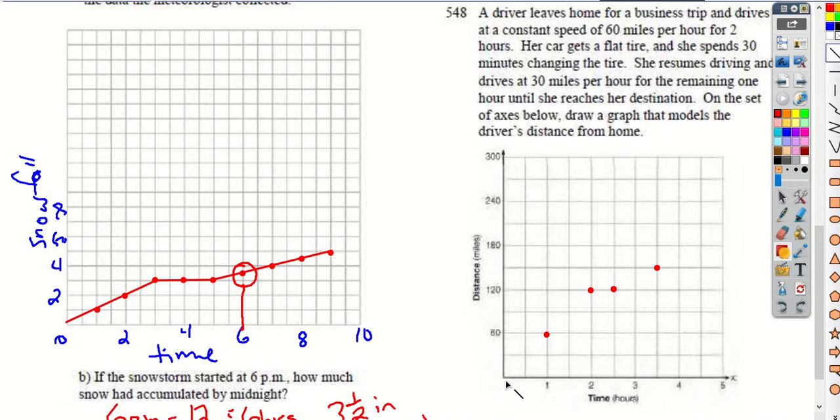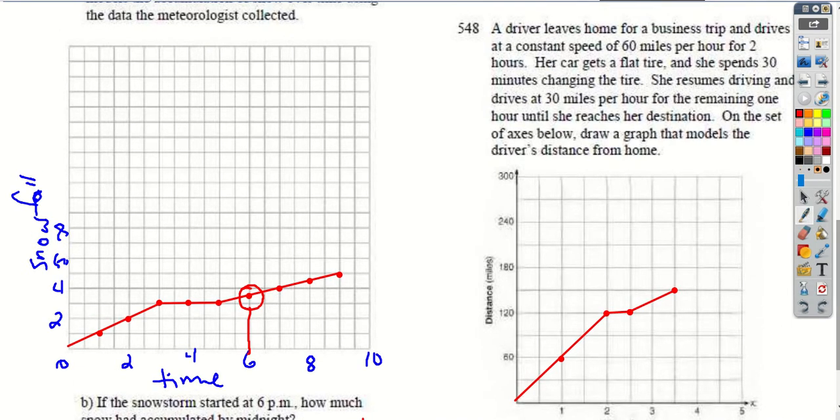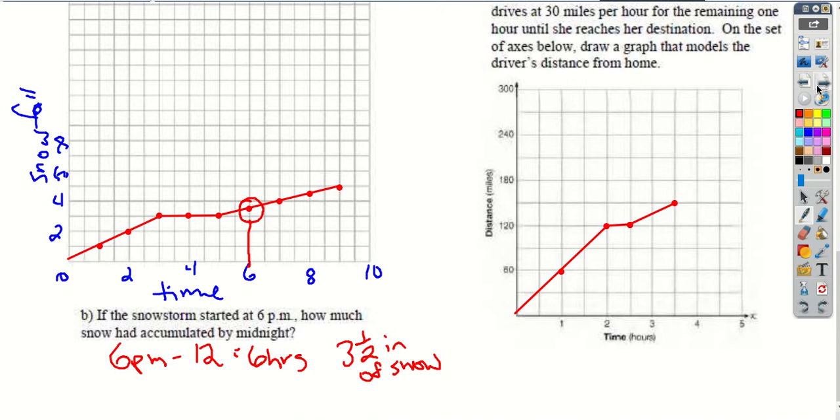So this is traveling at 60 miles an hour. You can see it's a steep line. We go flat, we don't move at all. And then this line is not as steep as before. This is where we were. Now we're traveling at half that speed. And we're right there. Okay? That's what the graph should look like.